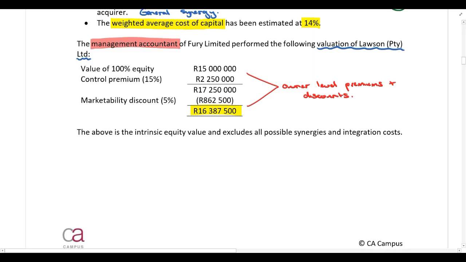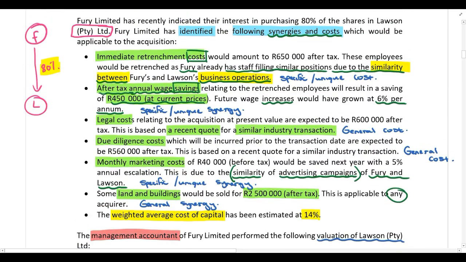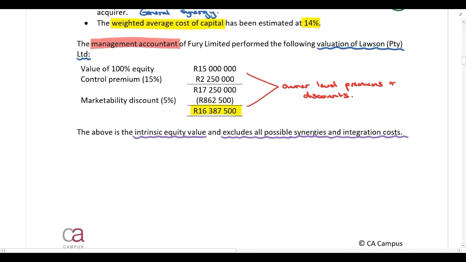And this is referred to as the intrinsic equity value. It excludes all possible synergies and integration costs. So all the synergy benefits that are described above and the integration costs that are described above are not included in this calculation. We are now going to look at how you should include the synergies and integration costs in the calculation.